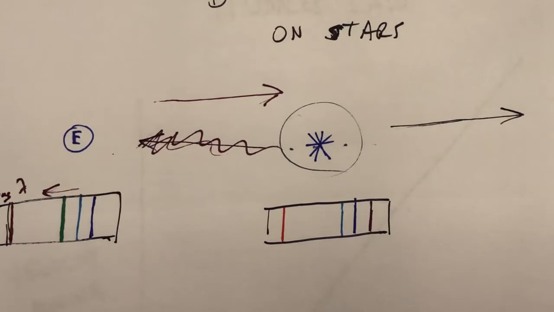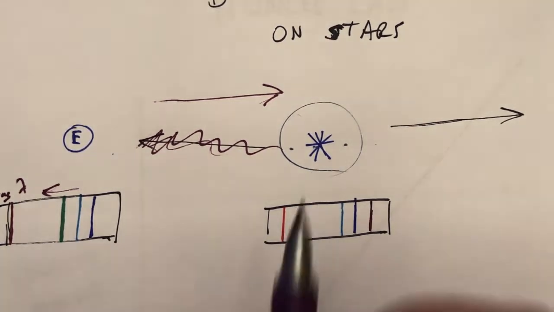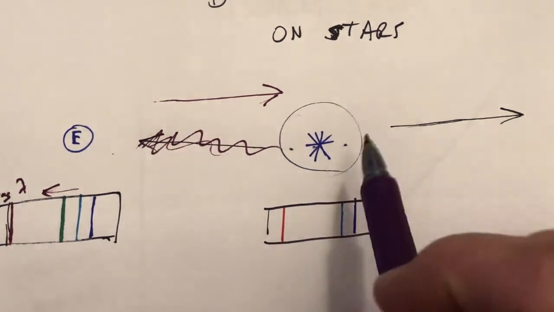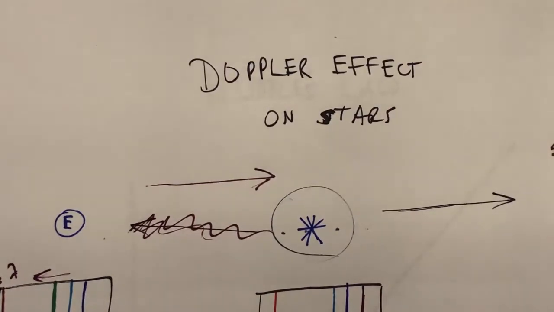And again, the real point here is, when the spectrum is shifted, it tells us the star is moving compared to us. How much it's moved tells us how fast it's moving. So that is how the Doppler effect works on stars.